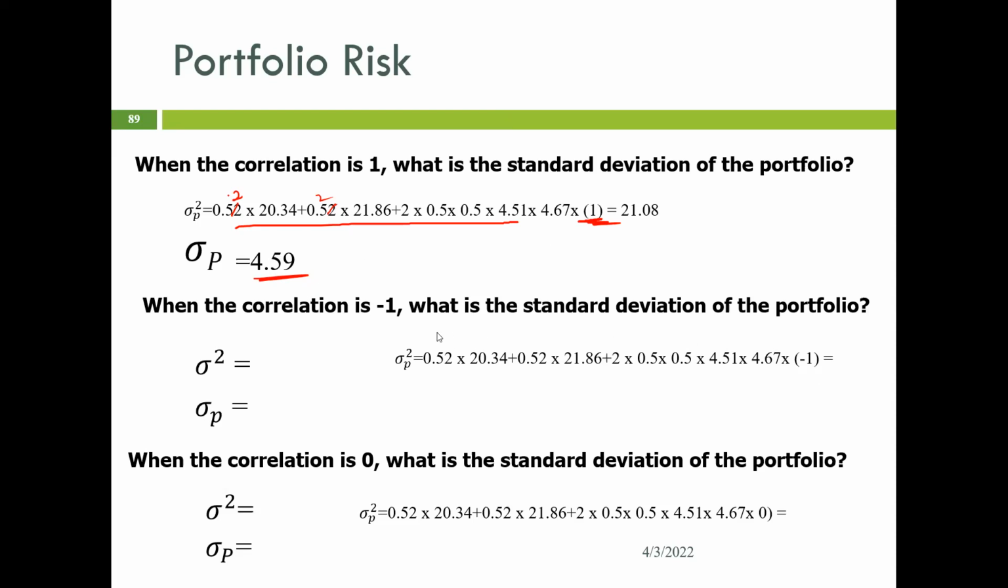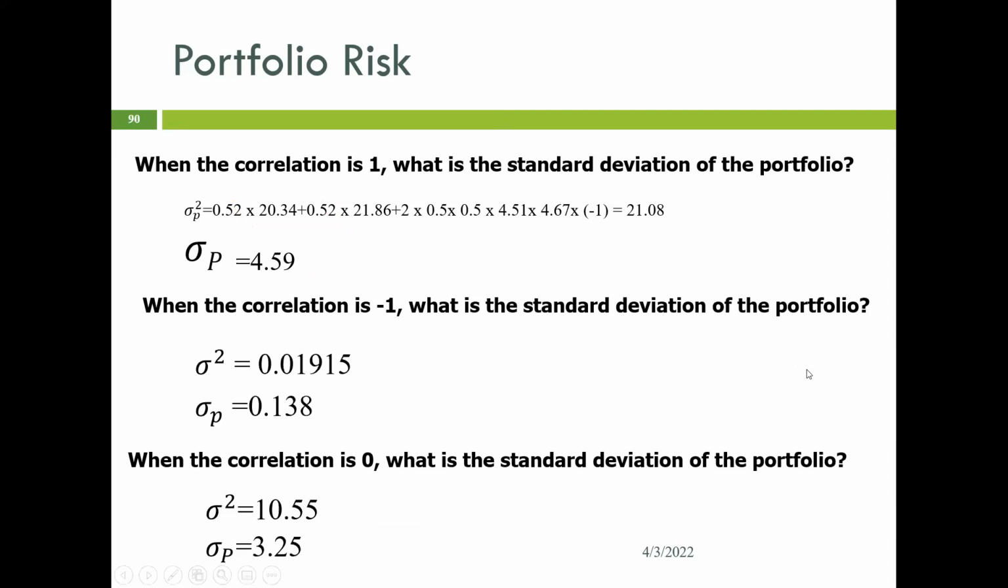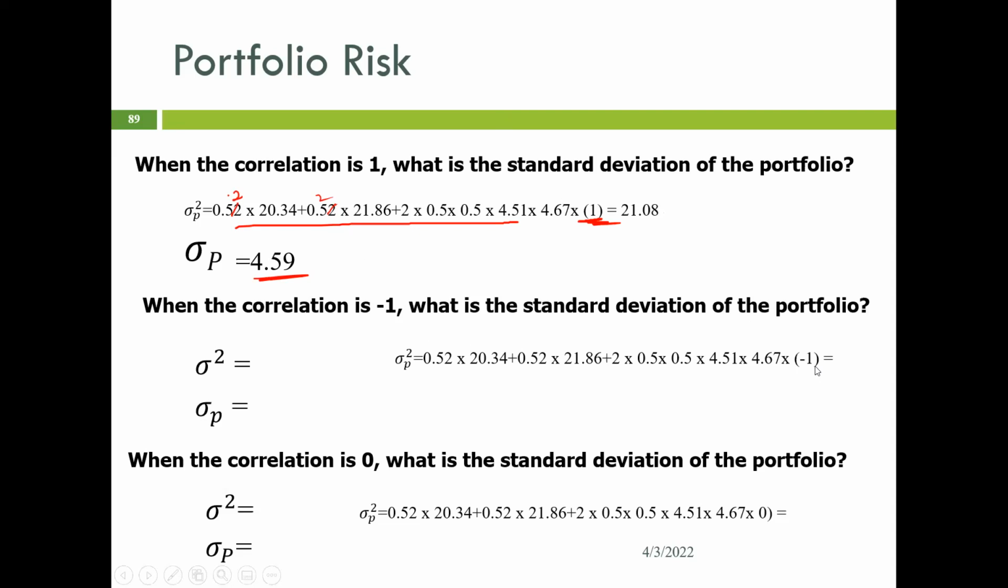Now, if you use negative one as the correlation, what is the standard deviation? Simply what you have to do is substitute -1 here. Simply put here correlation coefficient is -1. So see what the number is.